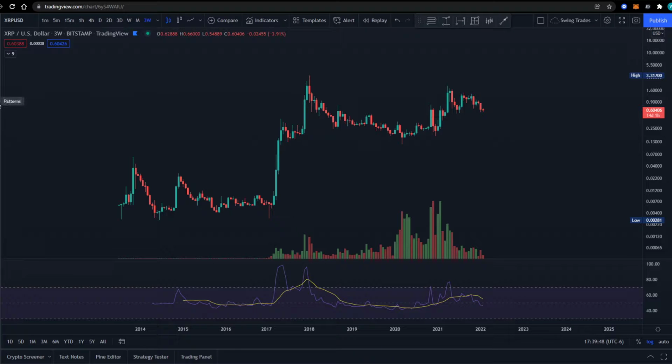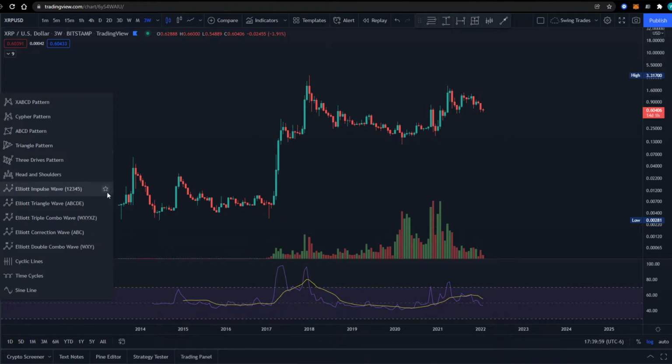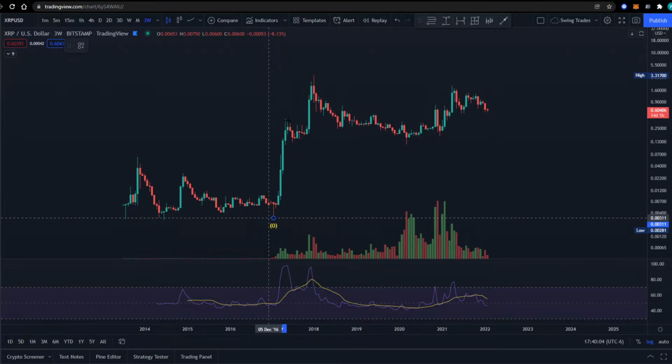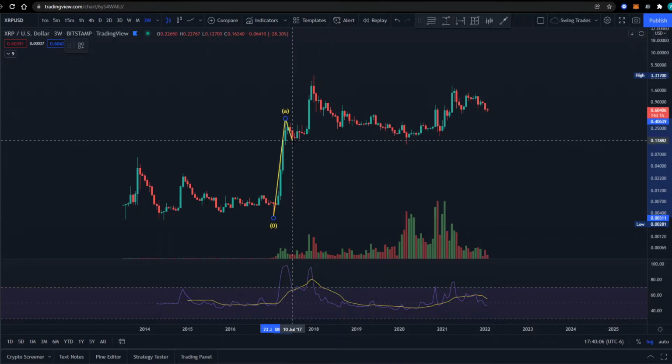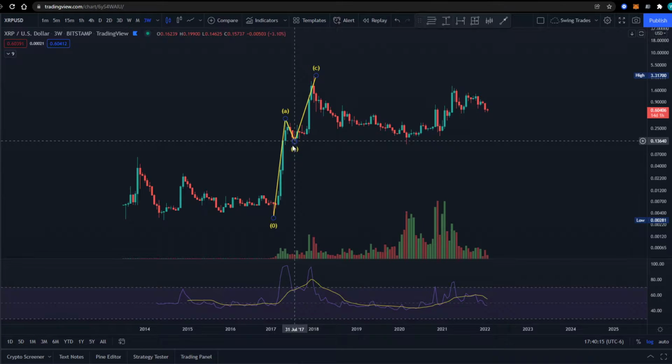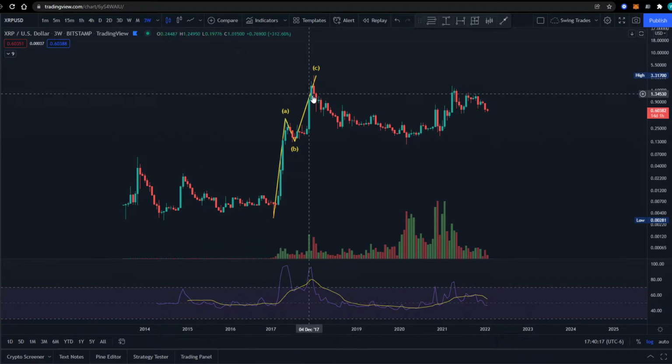First thing I want to take note of are our impulsive waves. And I'm going to be using a lot of Elliott wave theory in this video, as much of it as I know. So first I want to acknowledge this zigzag impulse wave here. That was the 2017 cycle, super cycle.